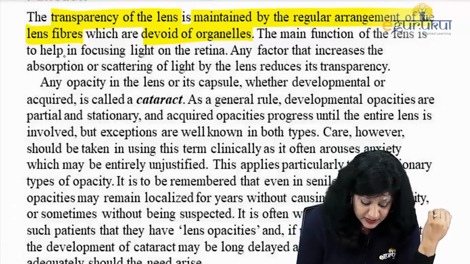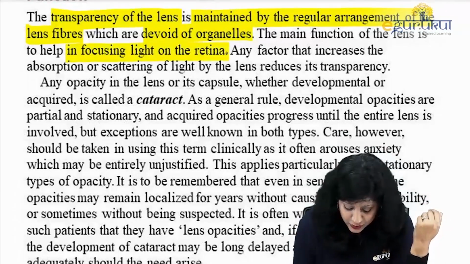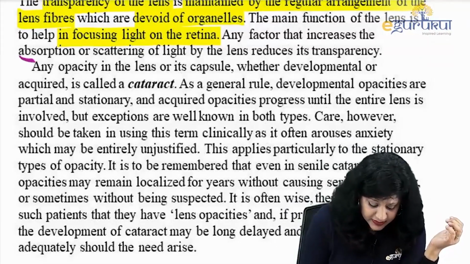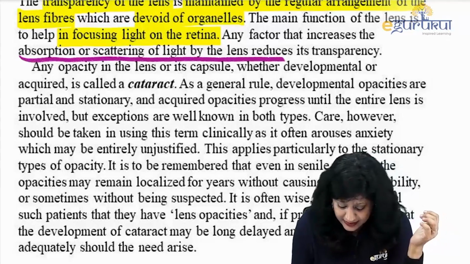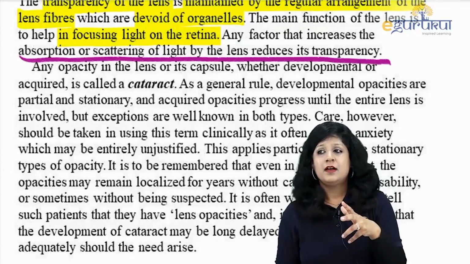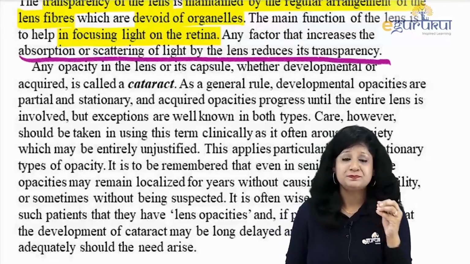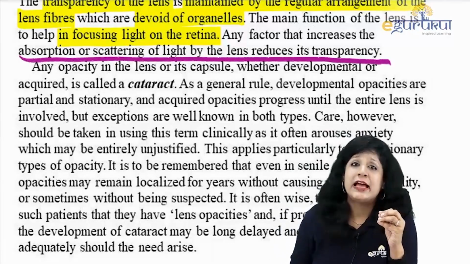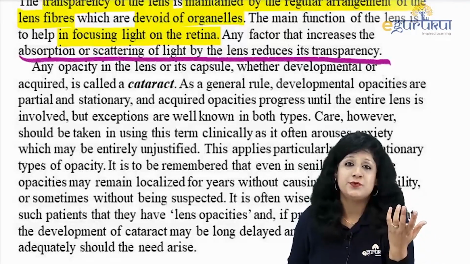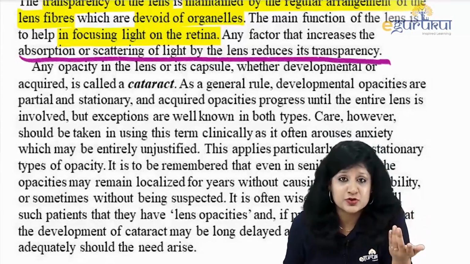The main function of the lens is to help in focusing the light on the retina, and any factor that increases the absorption or scattering of the light by the lens will reduce its transparency. So anything hampering the absorption of the light, or leading to the scattering of the light, will obviously hamper the transparency and therefore the function of the lens.